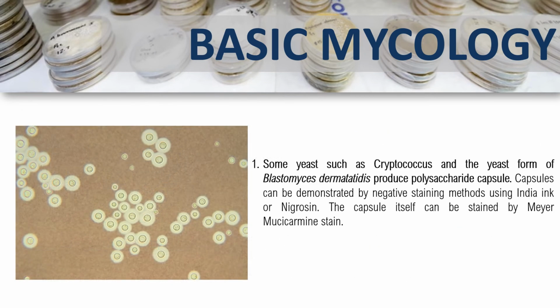So some yeasts, class, such as Cryptococcus and the yeast form of Blastomyces dermatitidis, produce a polysaccharide capsule. So capsules can be demonstrated by the negative staining method using your India ink and your nigrosin. So if you observe this one, class, the lighter area, that's the capsule. So the capsule itself can be stained by mucicarmine stain. But the most common naman, class, paki-highlight naman dito, pagdating ng staining with the polysaccharide, you have your India ink or nigrosin.